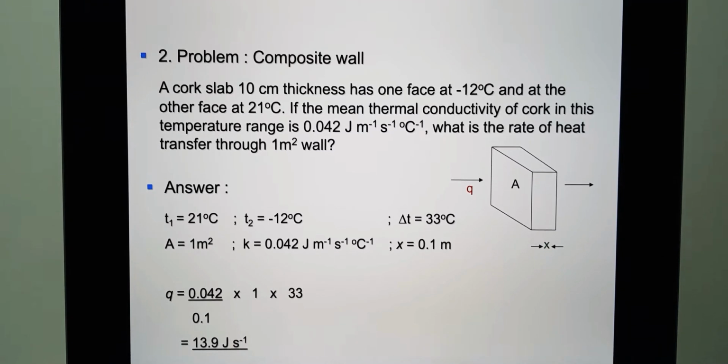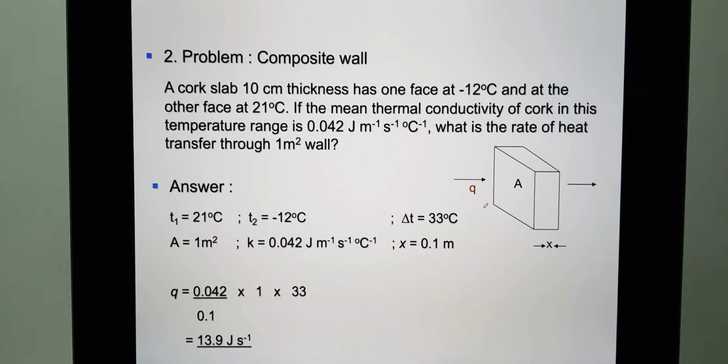Okay, so this particular problem statement is very straightforward, whereby you just need to apply the equation Q equals Ka delta T over X. Alright? So one side of the face is 21 degrees Celsius on this particular side of the composite wall. So this one is T1 and this one is T2. At the other side, the temperature is negative 12 degrees Celsius.